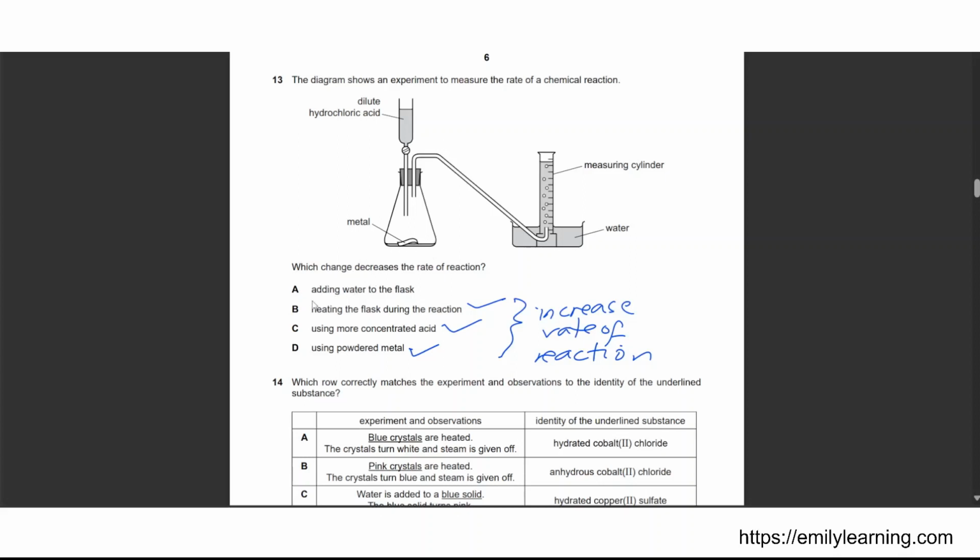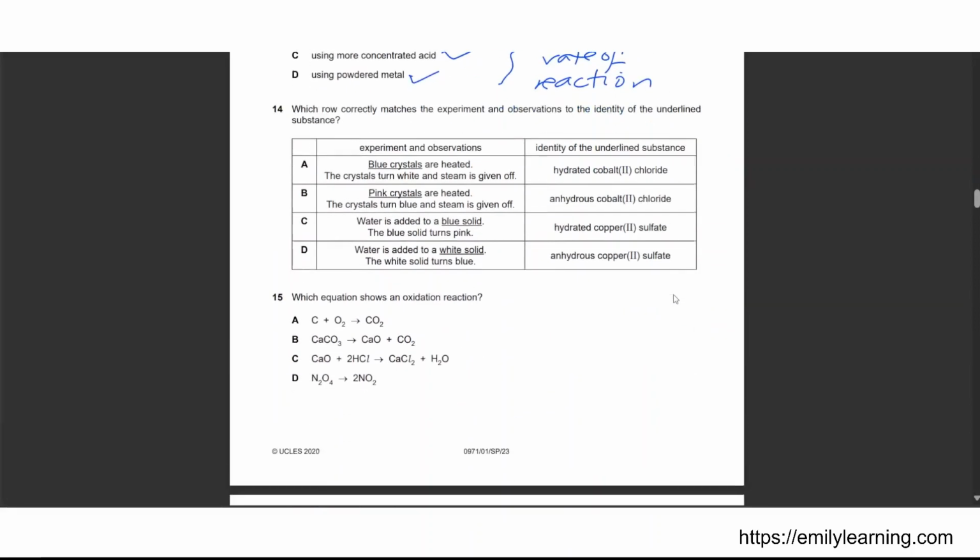Now, if I were to add water to the flask, they are not very sure what they refer to as the flask, so it probably is this one. If I add water to this flask here, I will be diluting any acid that comes in. When you dilute something, you decrease the rate of the reaction. So therefore, A is the answer. A will decrease the rate of the reaction.